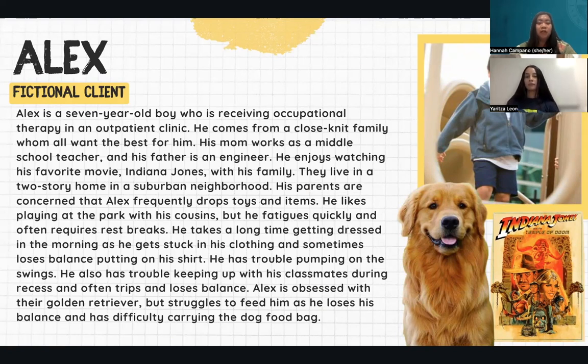He likes playing at the park with his cousins, but he fatigues quickly and often requires rest breaks. He takes a long time getting dressed in the morning as he gets stuck in his clothing and sometimes loses balance putting on his shirt. He has trouble pumping on the swings. He also has trouble keeping up with his classmates during recess and often trips and loses balance. Alex is obsessed with their golden retriever, but struggles to feed him as he loses his balance and has difficulty carrying the dog food bag.